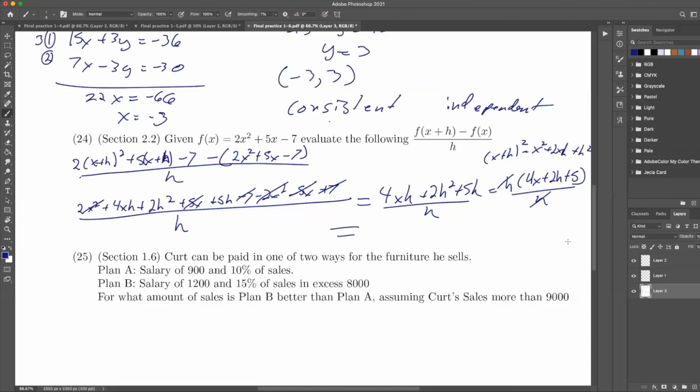Sorry, someone's doing yard work. It's just not my day. That's fine. And so we get our final answer of 4x plus 2h plus 5.